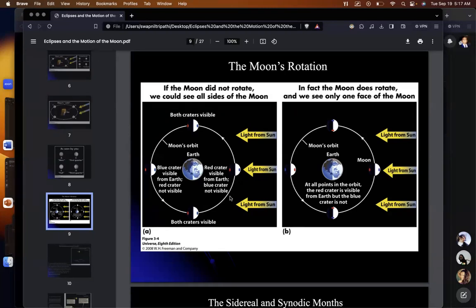And why is that? Does that mean that the moon does not rotate? Actually, that's not correct. These two diagrams show, the first diagram shows that if the moon actually did not rotate, then we would be able to see both sides. We would be able to see all sides of the moon. Turns out the moon does rotate, and it rotates in synchrony with its orbit around the Earth.